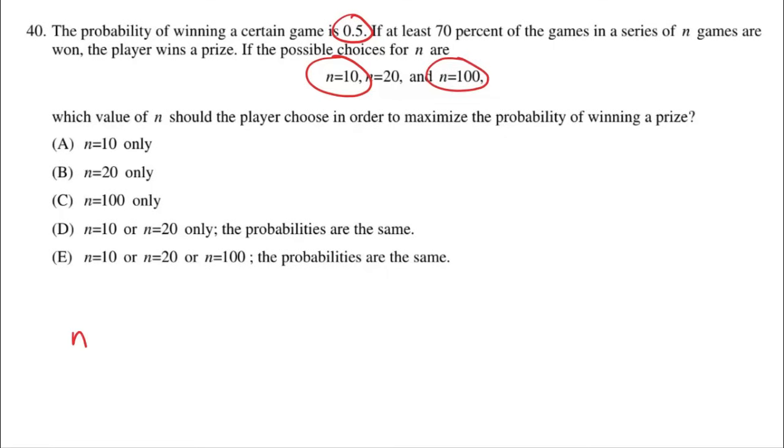So if we want to maximize our chance of winning the game, a smaller series of plays is going to give us the greater chance of winning. So the correct answer here would be 10 games only. That's going to give us the best chance of winning. Still might lose, but that's going to give us the best chance.